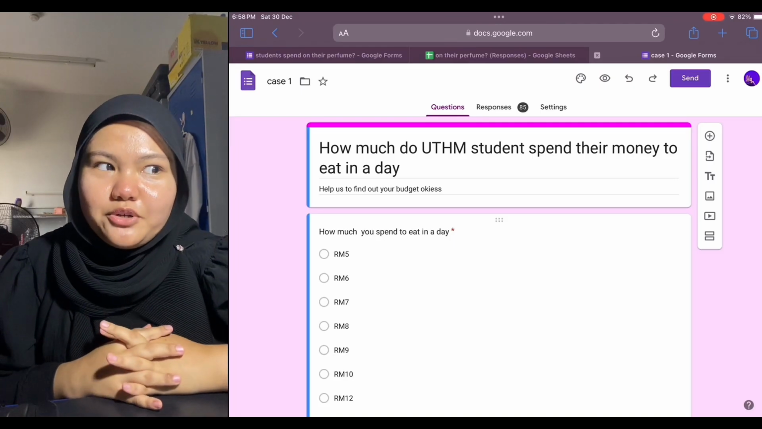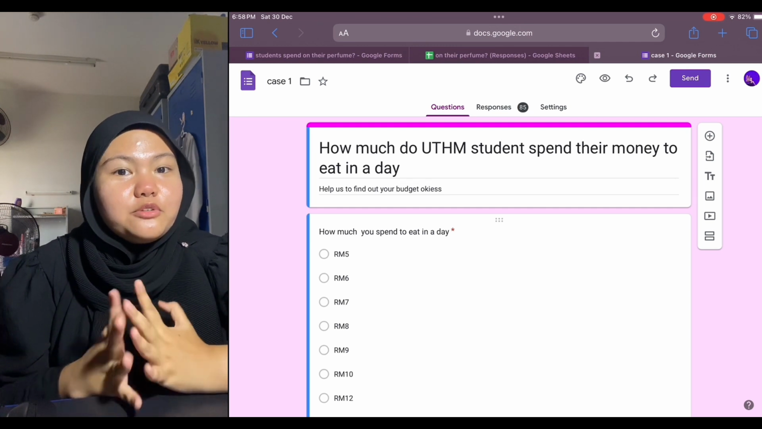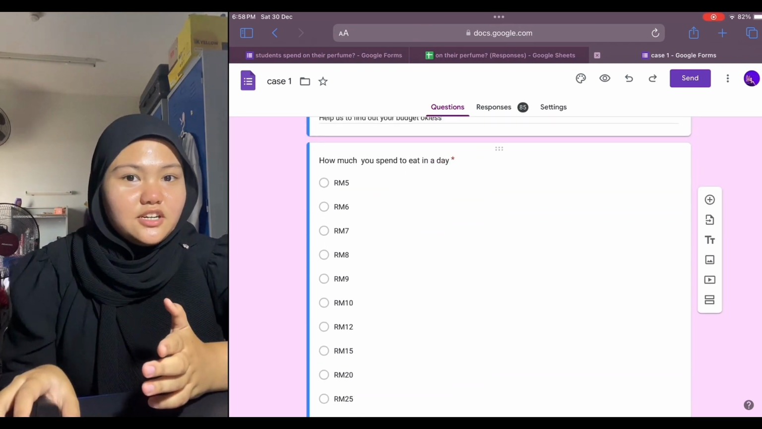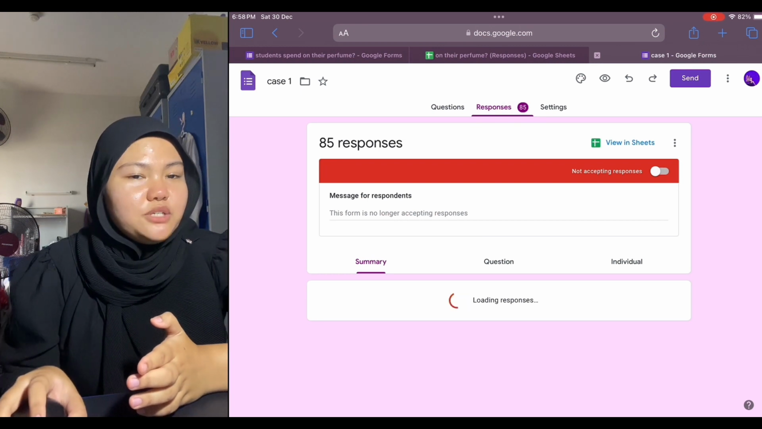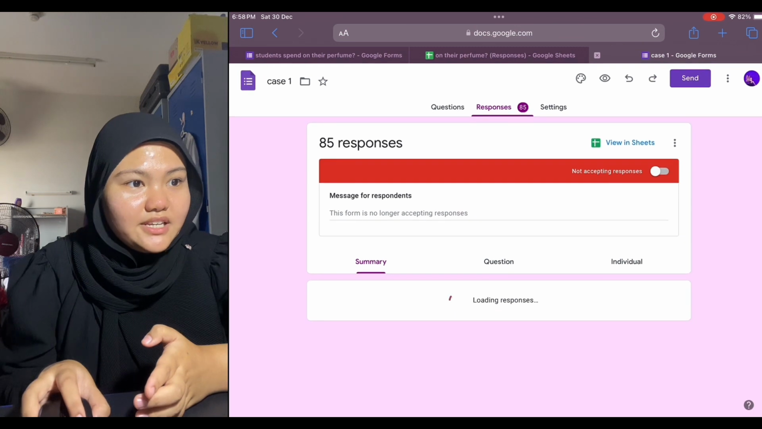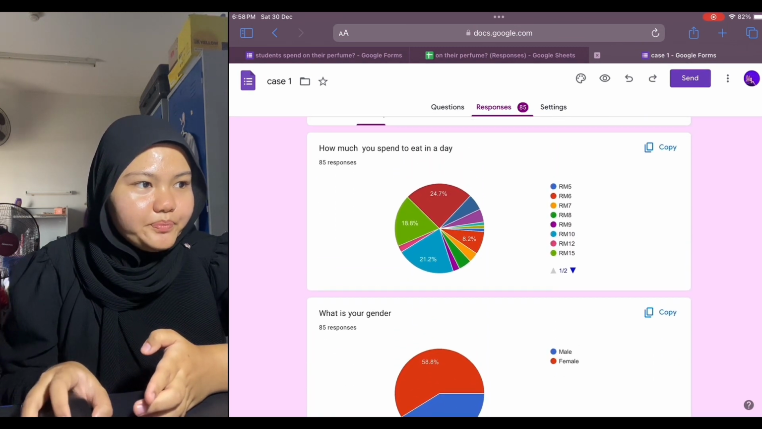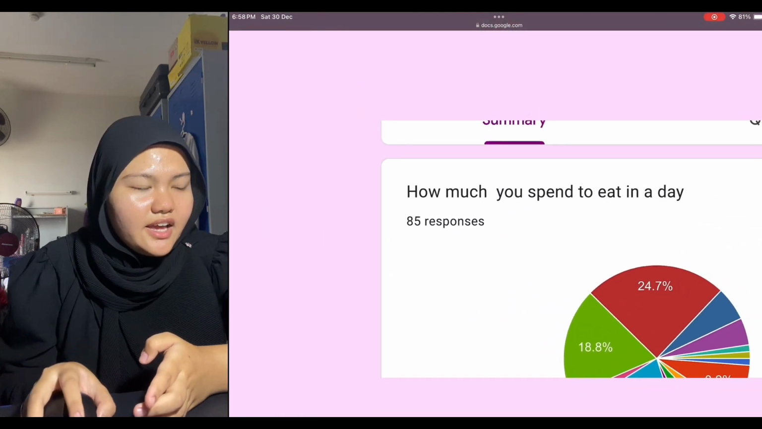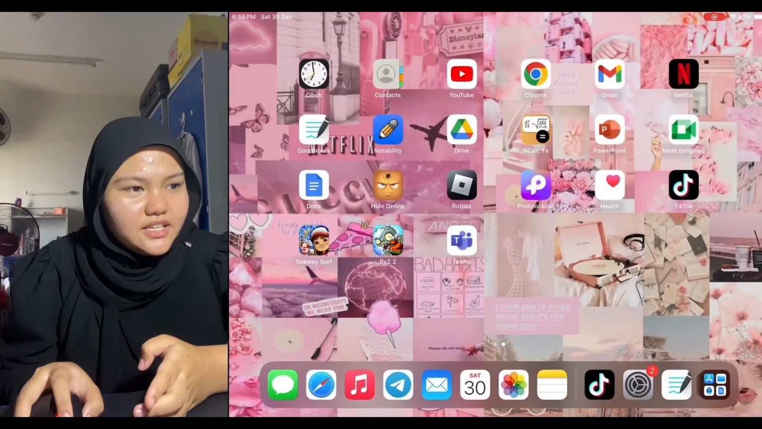My name is Fatin Khadijah binti Roslan and I'm going to show you the solution for our question. For the first case, which is the ungrouped data, we prepared a questionnaire for the UTHM students to find out how much they spend their money to eat in a day. This is our questionnaire for the respondents, and we got a total of 85 respondents. And then this is the data.